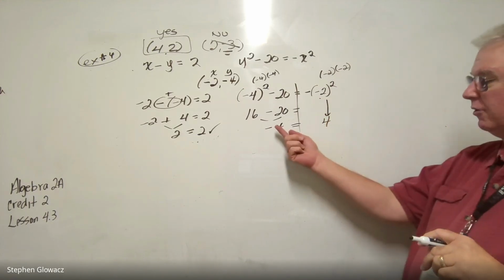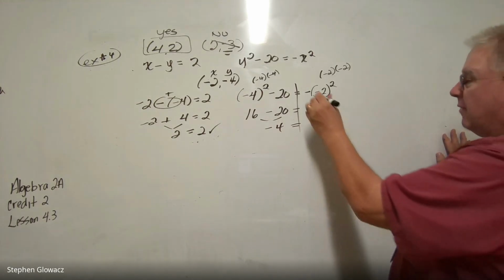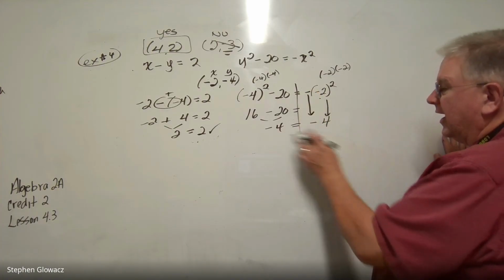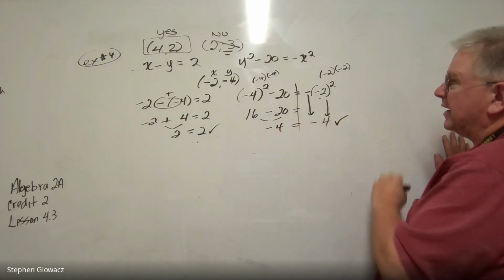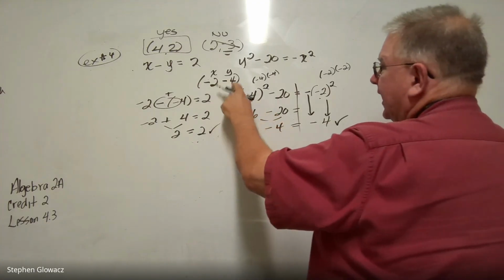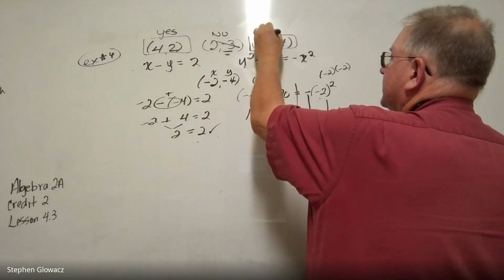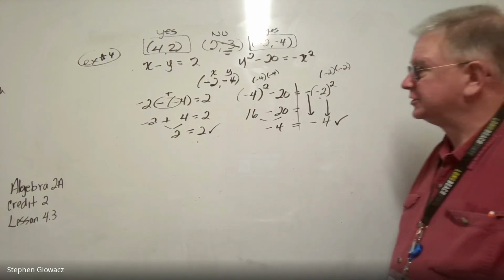And you might look and say, well, wait, those numbers are different, so it's not a solution. But hold on. Remember, we have that negative in front of the whole thing, which makes it a -4. It's the same number on both sides of the equal sign. That's a true statement. So the last ordered pair, -2, -4, we would answer yes to. And so -2, -4 is our other solution.